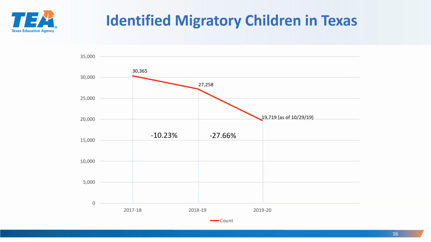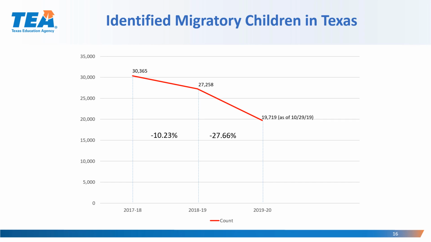Identified migratory children in Texas. As we mentioned earlier, identification is the first step to determine who these children are so that we can address their needs. As you can see, there has been a decrease in the number of migrant students in Texas since the 2017-2018 school year. But these numbers have also decreased significantly nationwide. That is why identification of migrant children is important and everyone's assistance is needed. If we cannot identify them, we cannot provide them with the needed services that will help them have the same opportunity for success as all other students have.